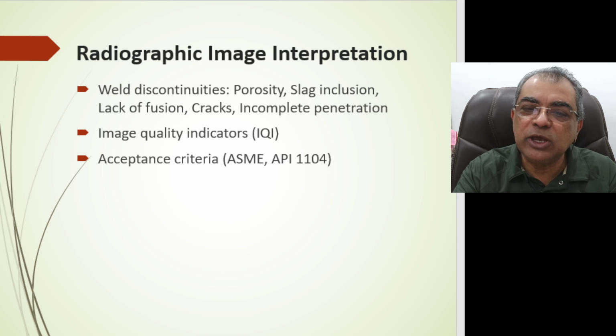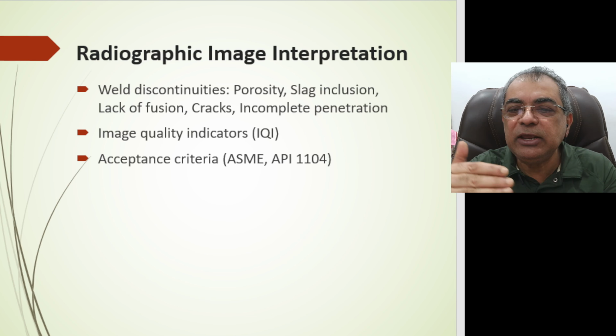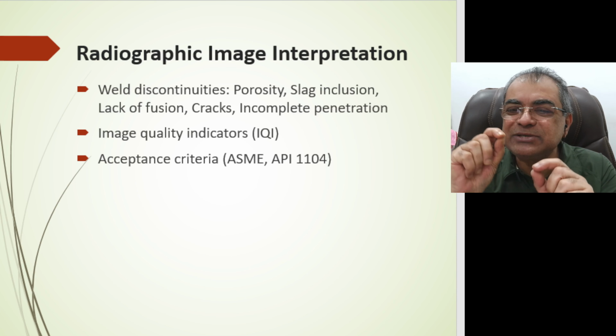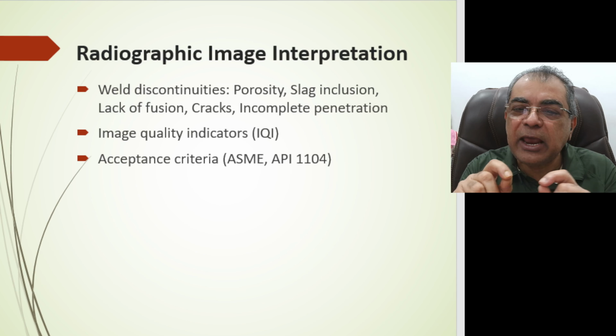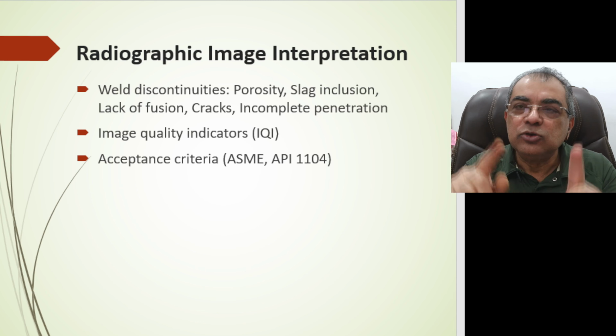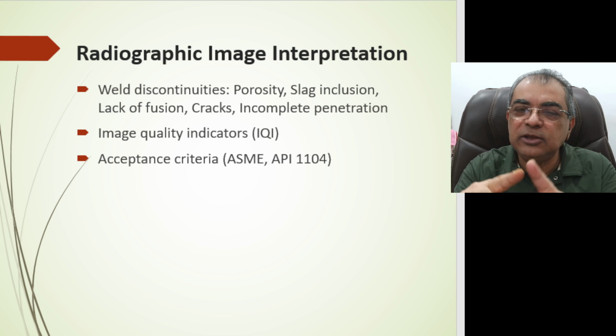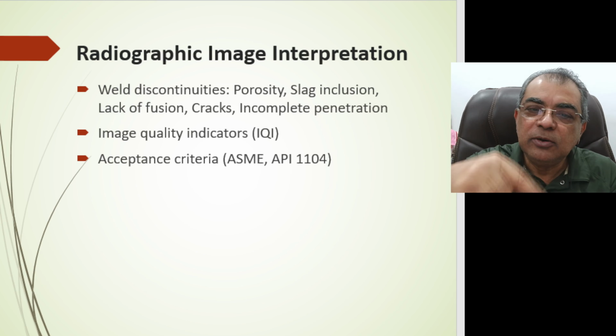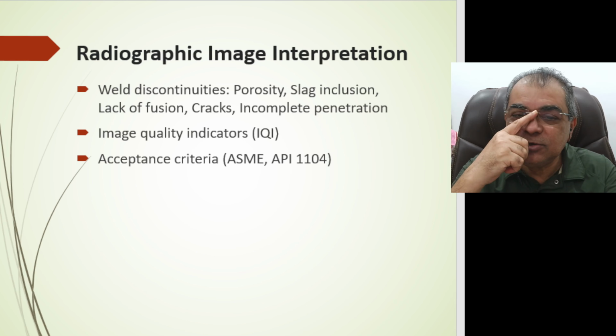When the plate goes to the experts, they report weld discontinuities: porosity, slag inclusion, lack of fusion, cracks, and incomplete penetration. You will see they cut and fill, because that is what welding testing is about.